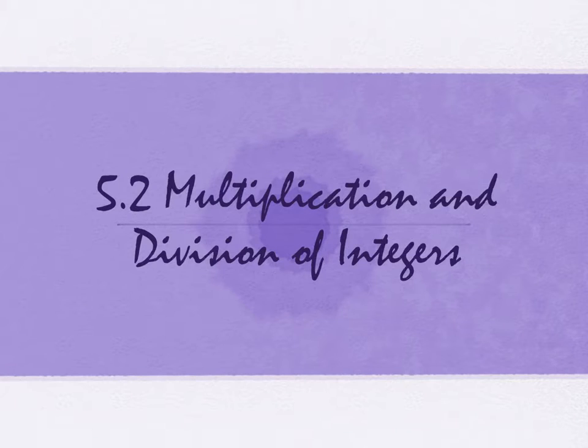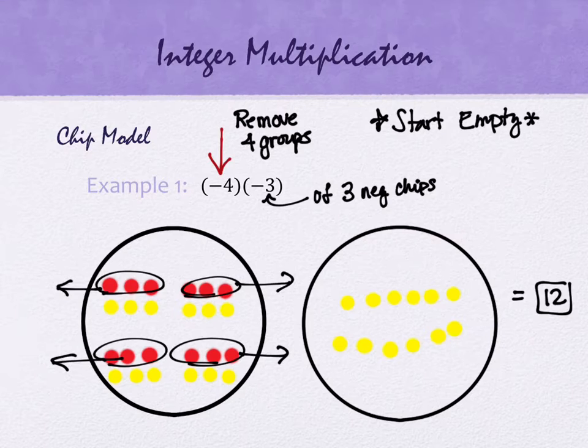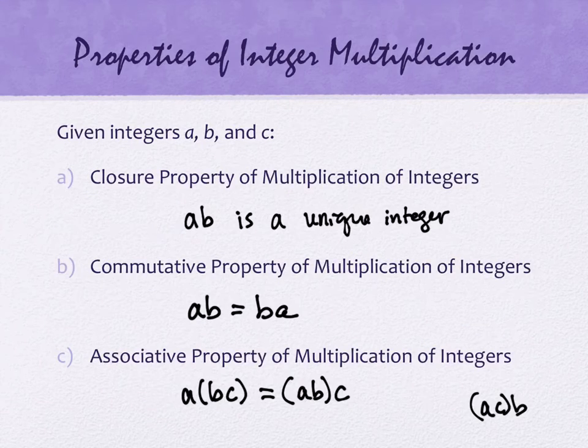5.2, we're finishing today. This is it. So we had looked at properties of multiplication. Let me just remind you of those really quickly. They're all the same properties that we saw for whole numbers, right? Properties of multiplication for integers and whole numbers are identical.